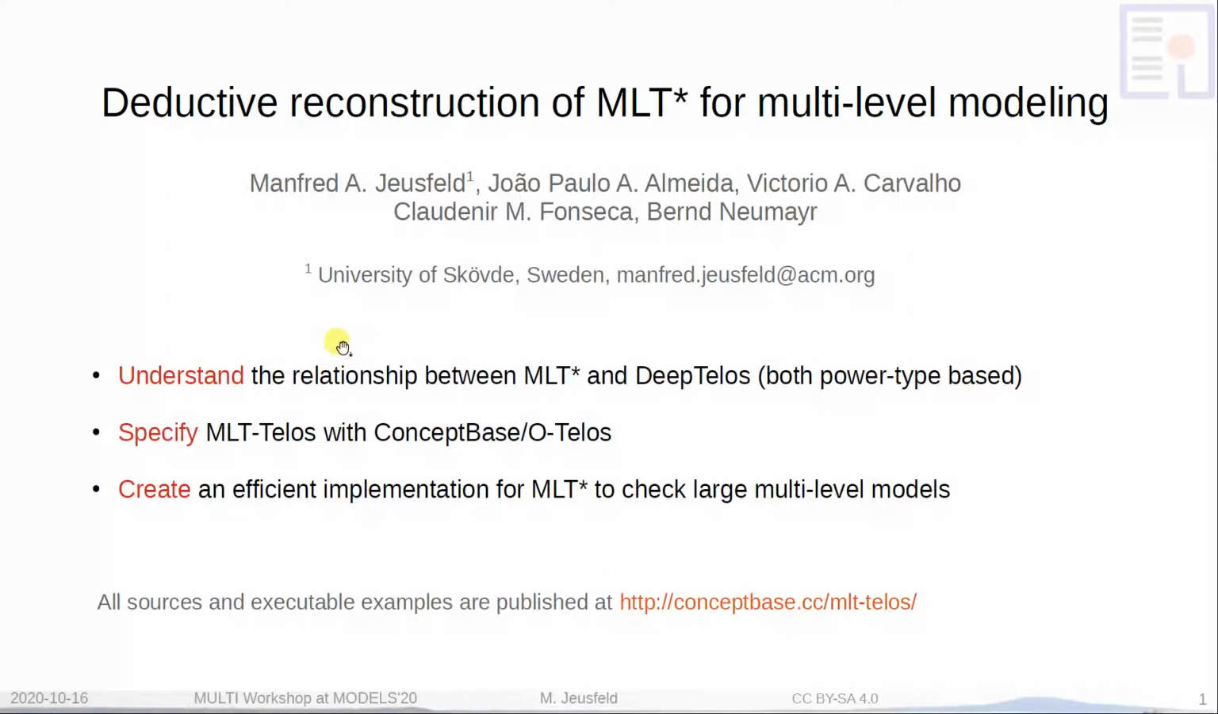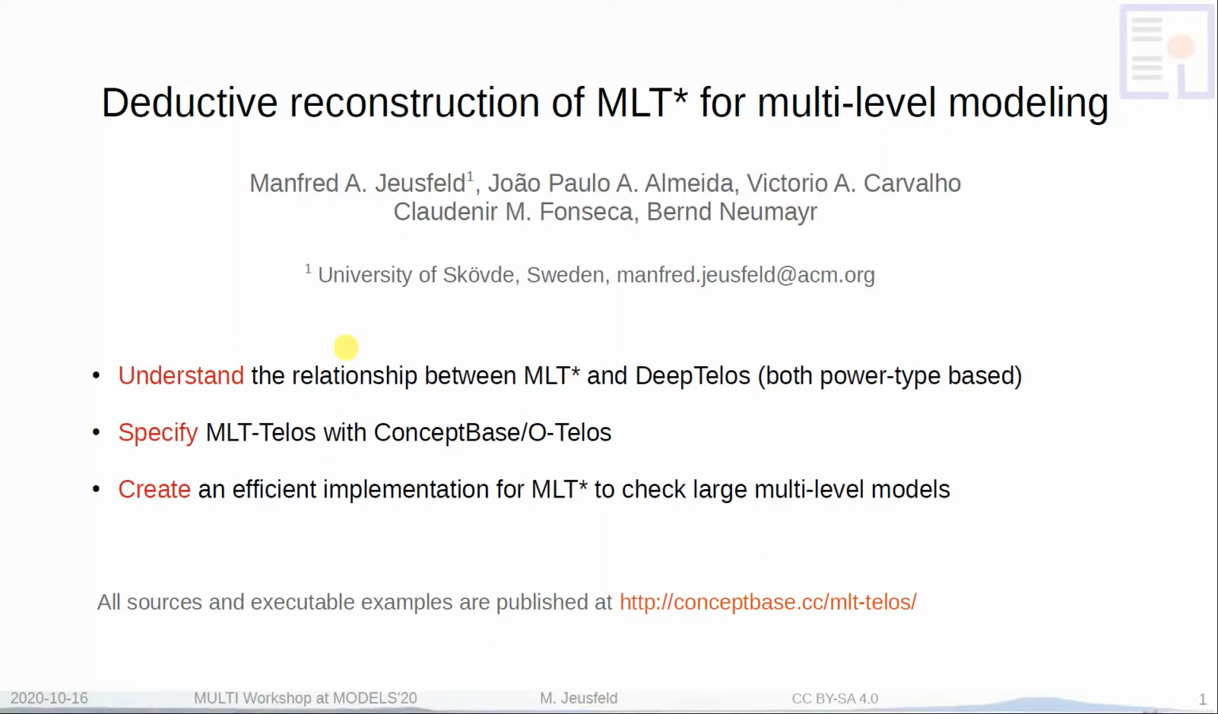The starting point for working on this paper was that we have at least two proposals in the multi-level modeling community that use a power type pattern to describe how multiple modeling levels can be combined and to reduce the complexity of modeling by a clever use of the capabilities that you have at the different modeling levels. The first approach is the multi-level theory by João, Paulo, Victorio, Claudenir, and others, and the second one is deep Telos, which is based on the Telos language, and Bernd and myself have worked on this. So we would like to understand the relationship between the two.